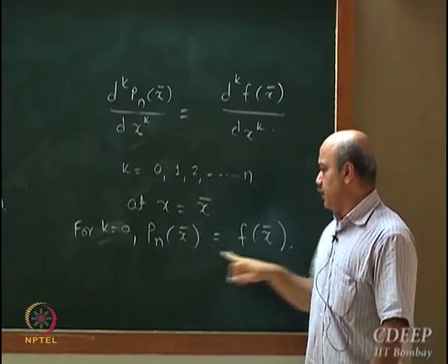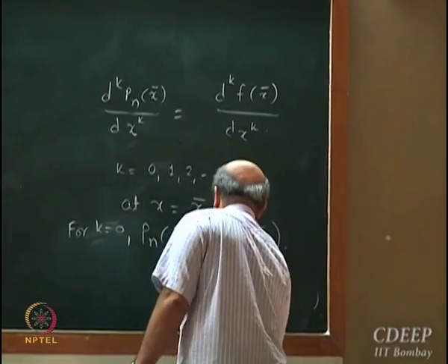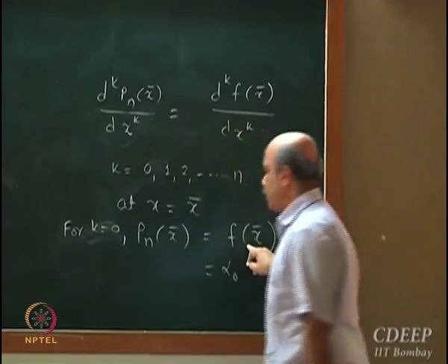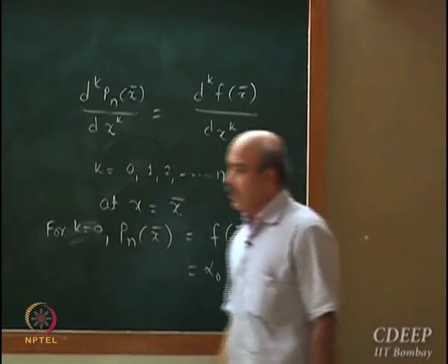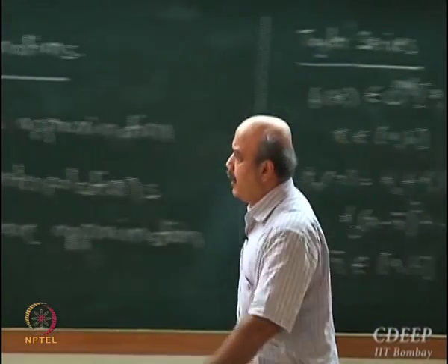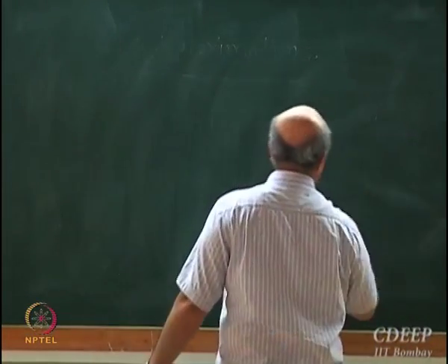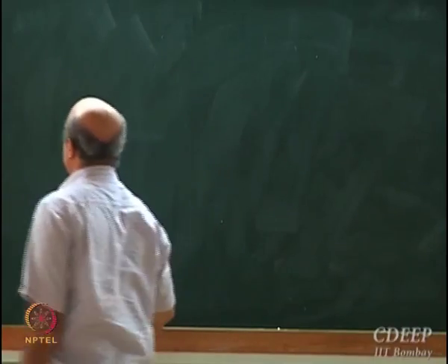So, the first coefficient Pn x bar is equal to alpha 0. So, the first coefficient turns out to be this. Okay, the second coefficient you just differentiate. So what is the second condition?